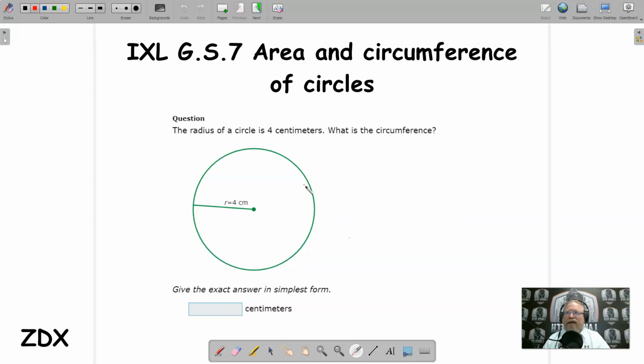Hello, this video is for IXL Activity G.S.7 Area and Circumference of Circles. The 3-character code for this activity is Zulu Delta X-ray.